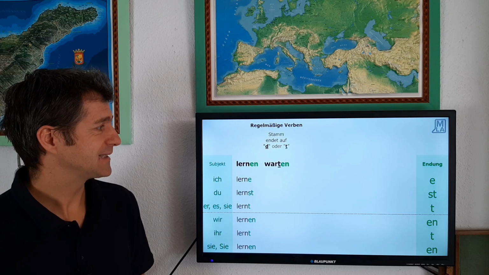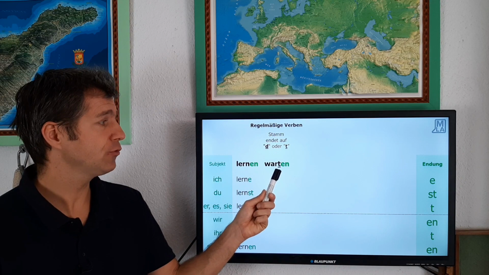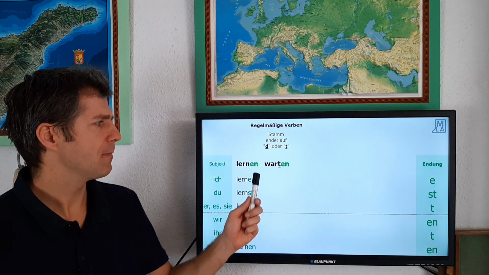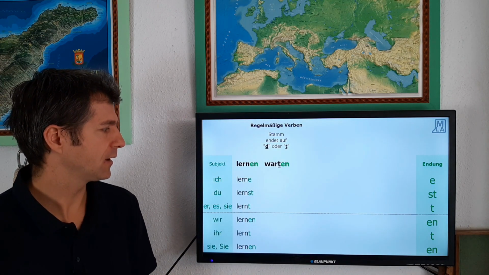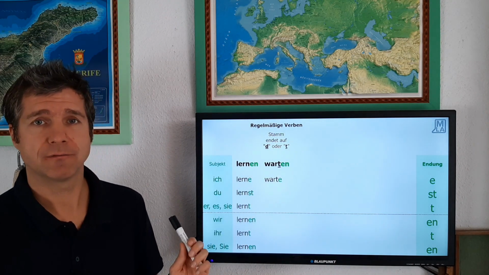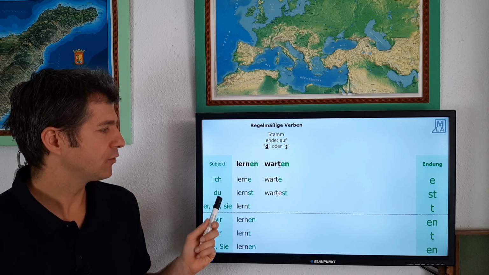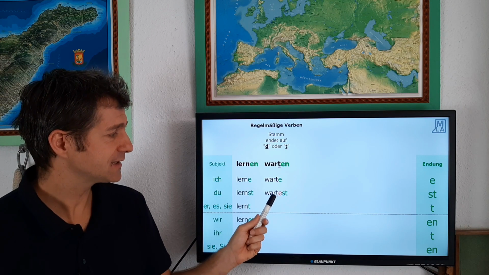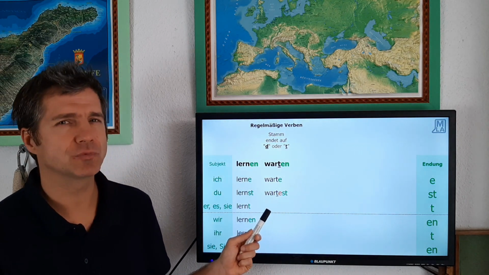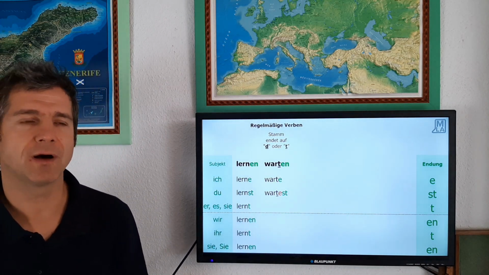So some regular verbs maybe end in their root in a T, like warten. Warten is to wait. Okay, warten. Maybe there also would be a D here. In this case, for ich, there's no problem. You say ich warte. If you have du, there we get a little problem, because du wartst, because the root ends in a T. And if you add ST, it's hard to pronounce. And so we just add a separator, and that would be the E. So you say du wartest.